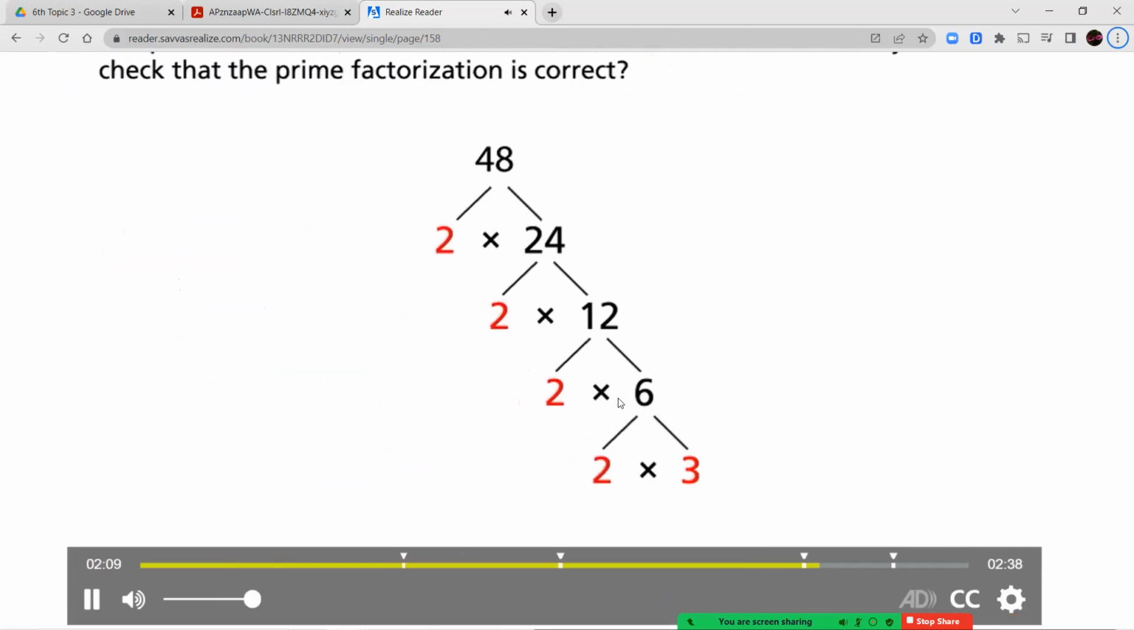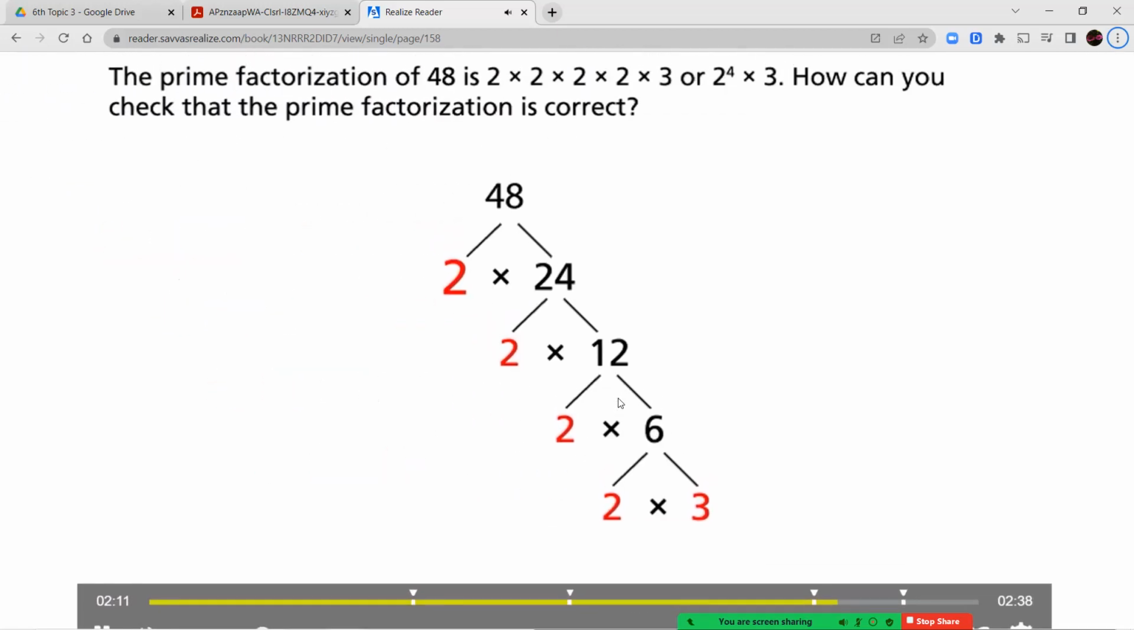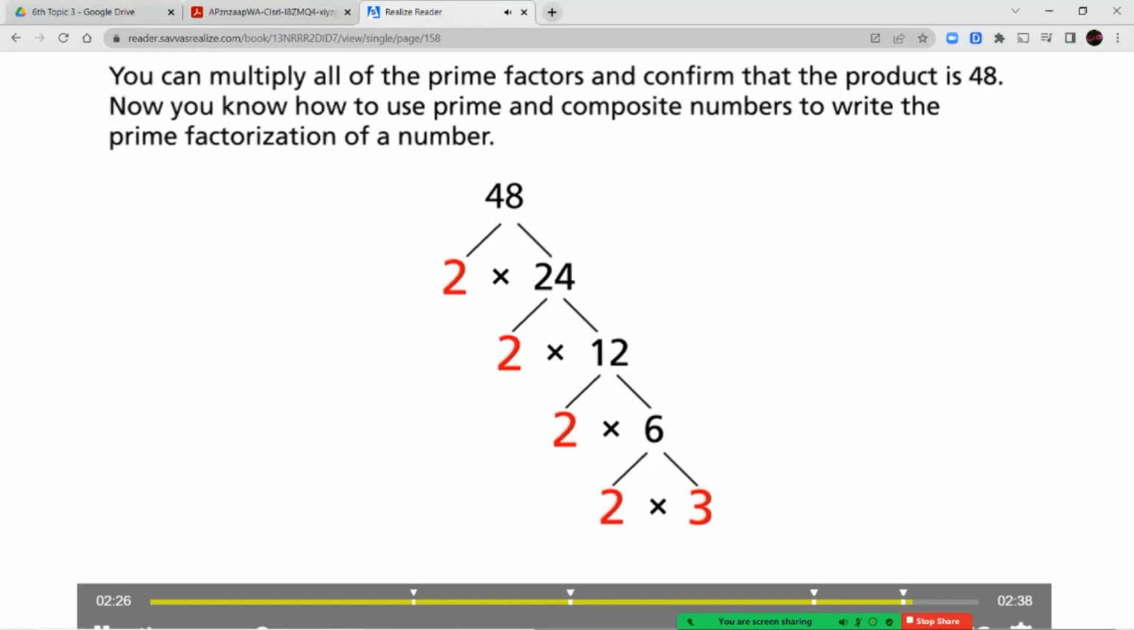The prime factorization of 48 is 2 times 2 times 2 times 2 times 3, or 2 to the 4th power times 3. How can you check that the prime factorization is correct? You can multiply all of the prime factors and confirm that the product is 48. Now you know how to use prime and composite numbers to write the prime factorization of a number.